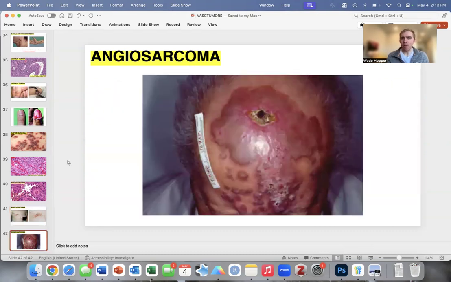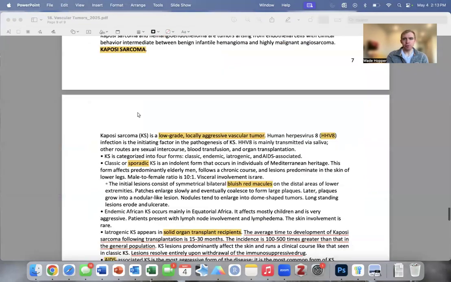And here's one on the scalp. They can get really bad. They can ulcerate and bleed. Unfortunately, they can grow pretty quickly too. Real bad disease. So that's it for vascular tumors.